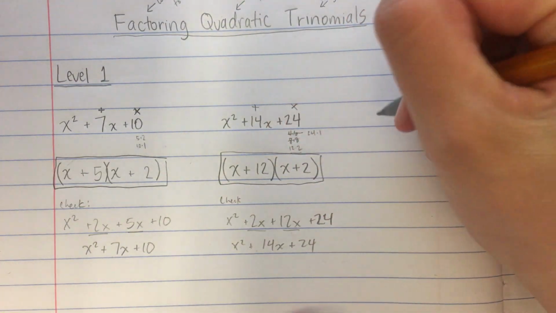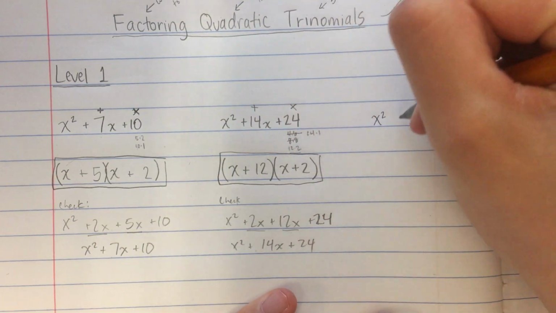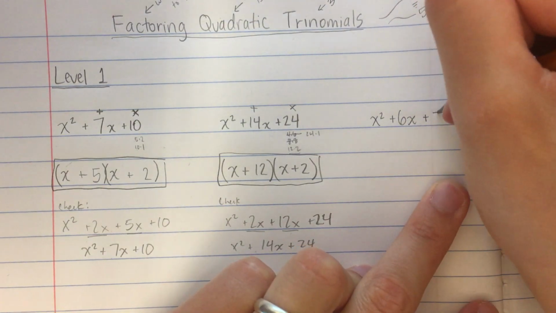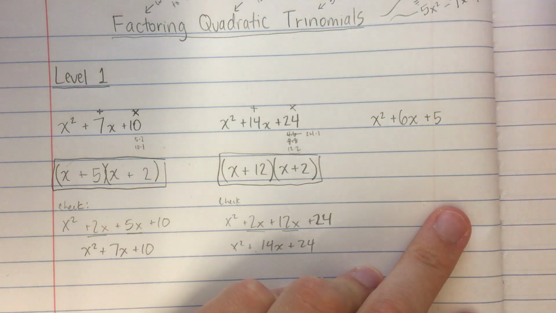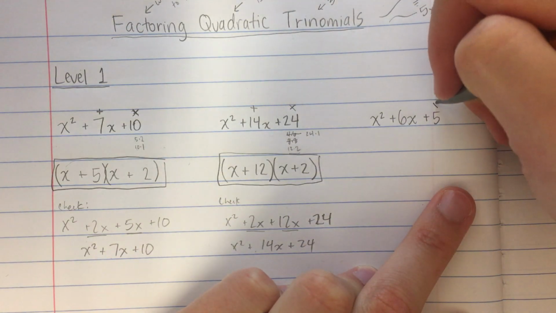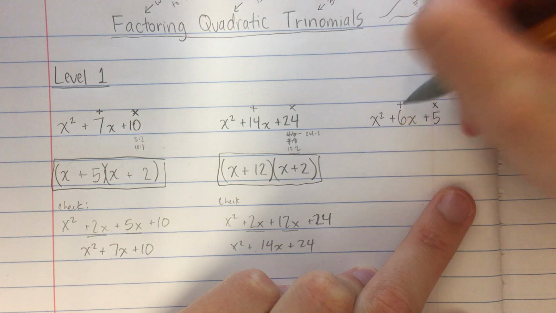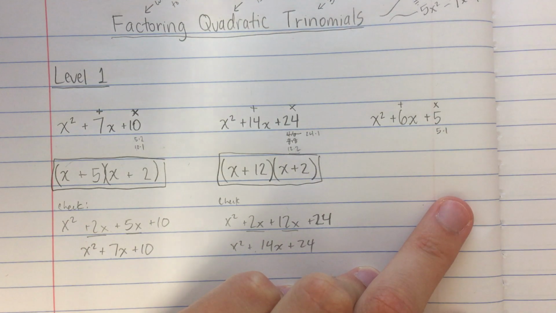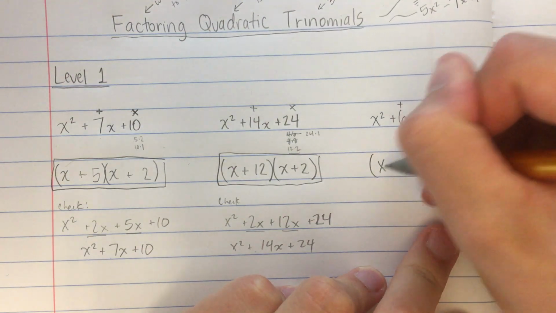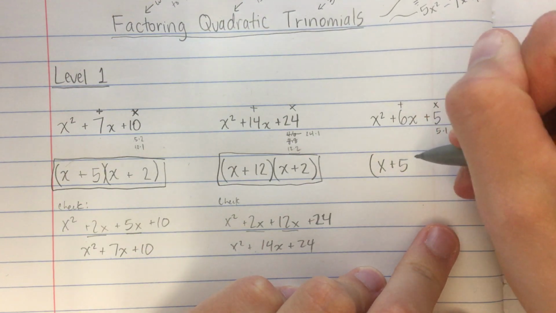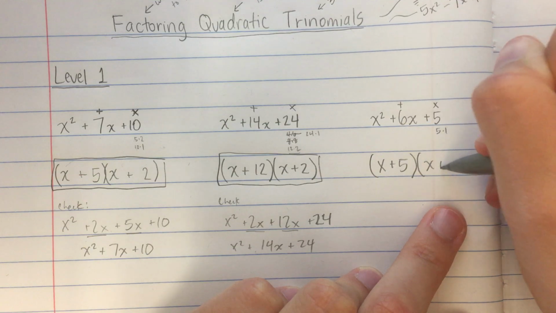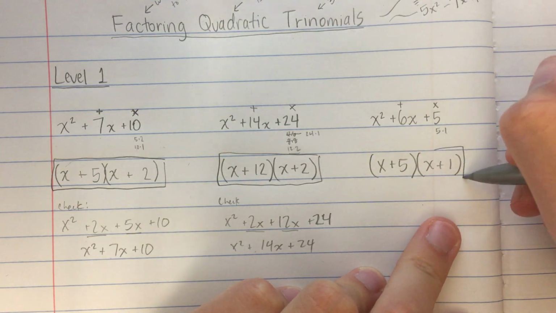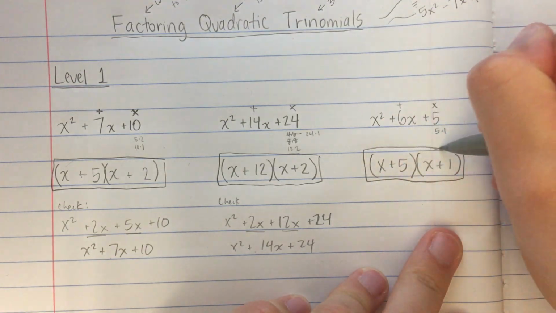Okay, let's try one more example. I need two numbers that multiply to 5 and add to 6. Well, there's only two numbers that multiply to 5. It's a prime number, so this is 5 times 1. Okay. So this is going to be x plus 5 and x plus 1. Okay, and remember it can be in either order. It could be x plus 1 times x plus 5. I'm not even going to check this one. If you want to, you're absolutely welcome to.